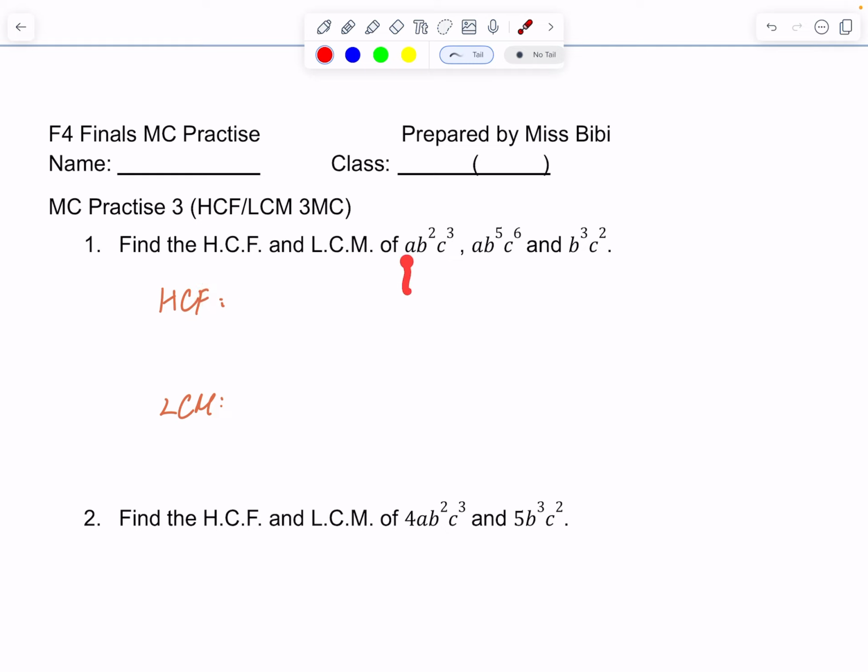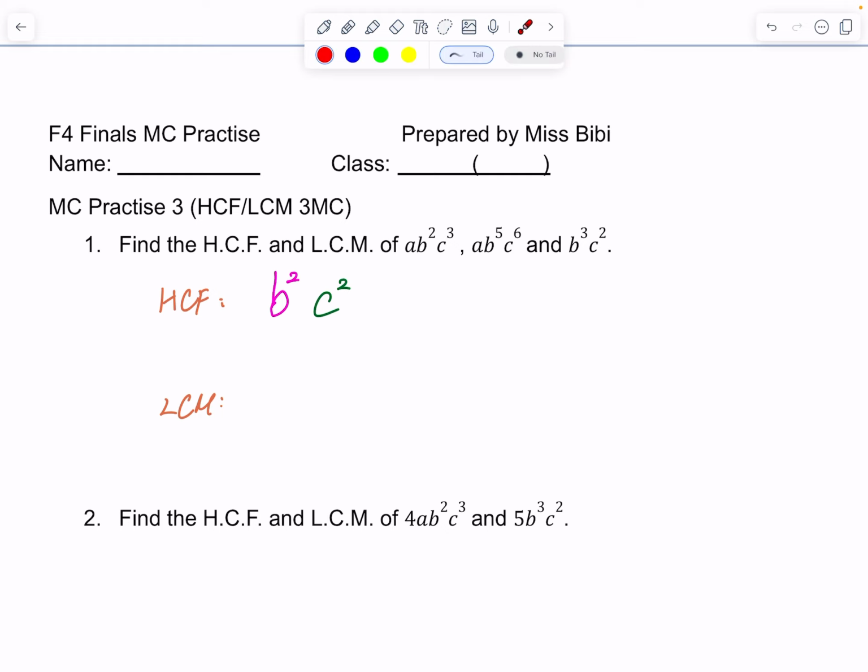Let's start with the letter A. Do all of them have letter A? No, they don't, so you can't take letter A out. Then let's look at letter B. Do all of them have letter B? Yes. What's the least power that they all have? They all at least have power 2, so give power 2. Do they all have letter C? Yes. What's the least power? They all have at least 2. Okay, so that's your HCF.